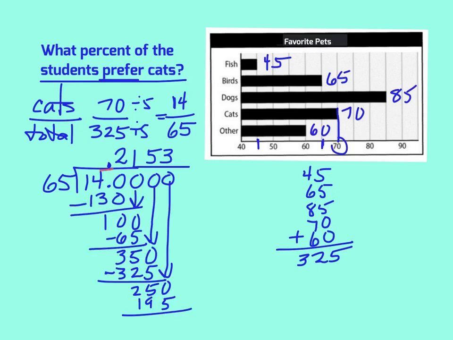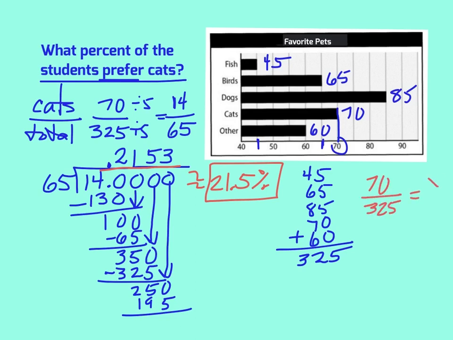When you divide, you get 0.2153, which would be about 21.5% of the students prefer cats. You could also set this up with a proportion of 70 over 325 equals x over 100 and use cross products, but you'll end up doing this same division right here, so be sure to reduce first.